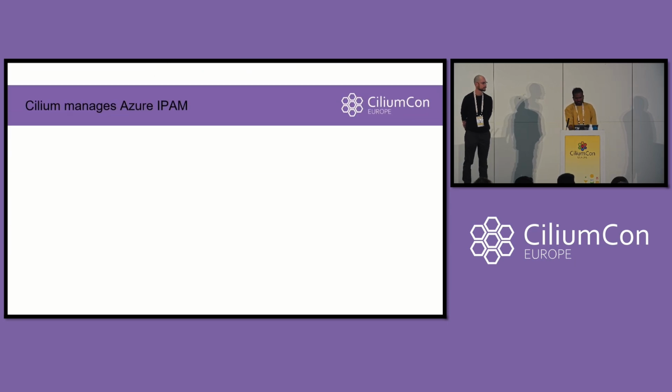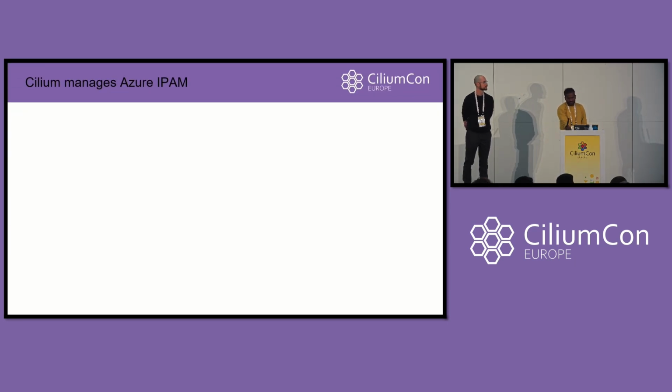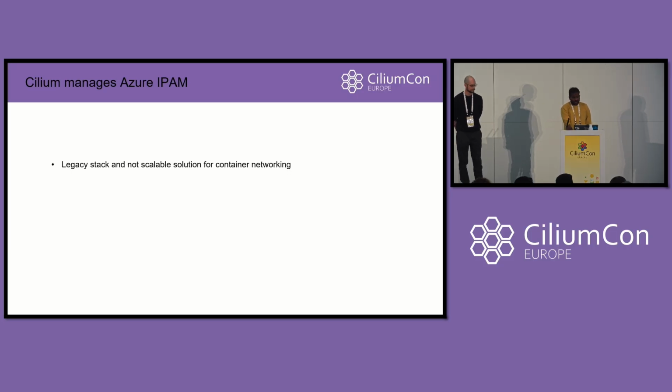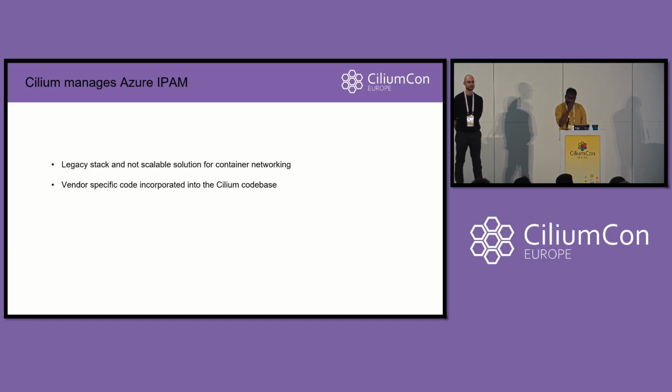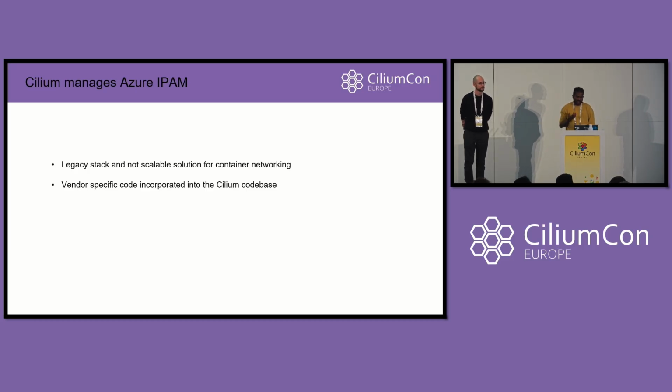So let's look at why this doesn't work for us when we integrate Cilium with Azure here. The corresponding stack which the Cilium operator uses is a legacy stack, and it's not a scalable one for container networking. Initially those things were created for a different purpose, but they got repurposed for container networking. This is not a scalable solution. And it's vendor-specific code now, right? The operator has this Azure SDK dependency, and it gets vendored into the Cilium code base. It becomes a burden on the Cilium side to maintain this code.